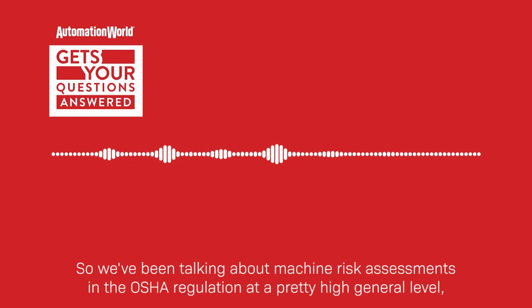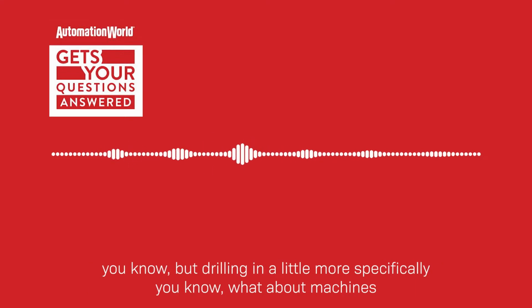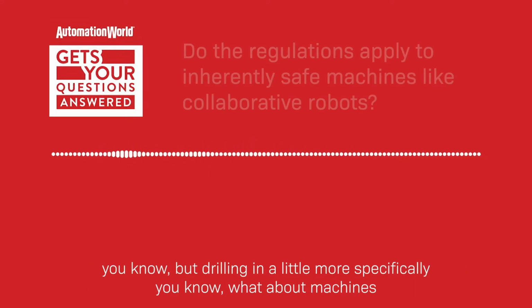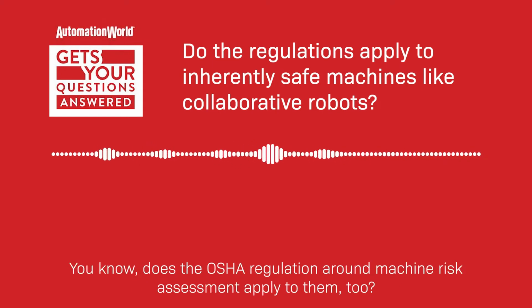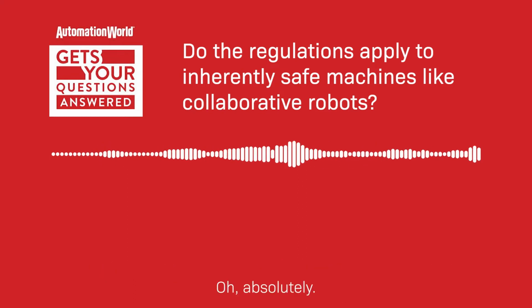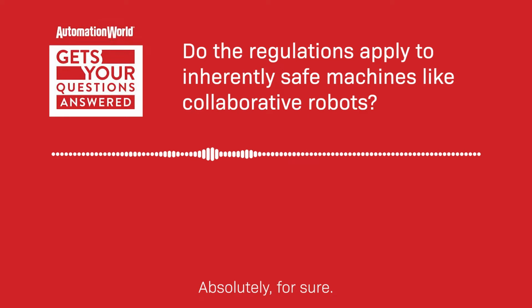So we've been talking about machine risk assessments and the OSHA regulation at a pretty high general level, but drilling in a little more specifically, what about machines that are designed to be inherently safe, like a collaborative robot, for example? Does the OSHA regulation around machine risk assessment apply to them too? Oh, absolutely, absolutely for sure.